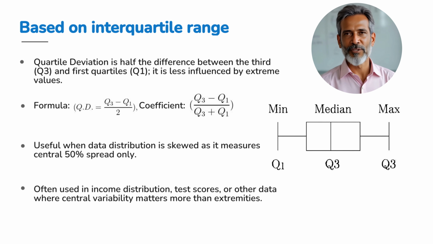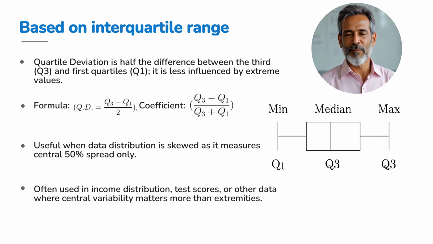Because it focuses on the central 50% of data, quartile deviation is less influenced by extreme values. So, it's very useful in skewed data sets, such as income distribution or test scores, where you care more about the core spread than the outliers. Imagine a box plot showing the minimum, first quartile, median, third quartile, and maximum values. This visual makes clear where the central 50% lies, highlighting the quartile deviation.